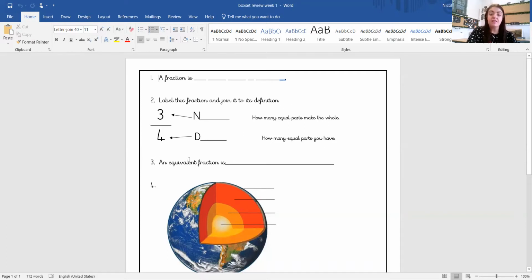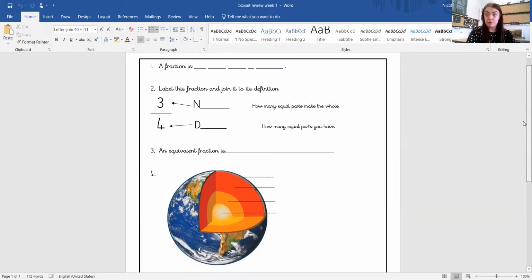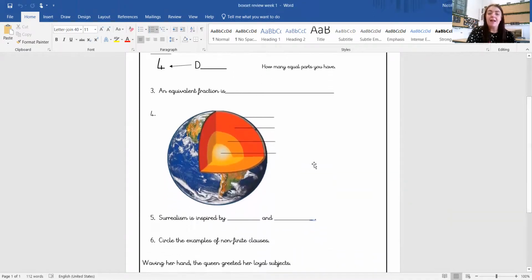Okay, this one here is simply an explain it. What is an equivalent fraction? So what is an equivalent fraction? Hopefully you should know that. We've done a lot of learning. A little rewind from last half term.